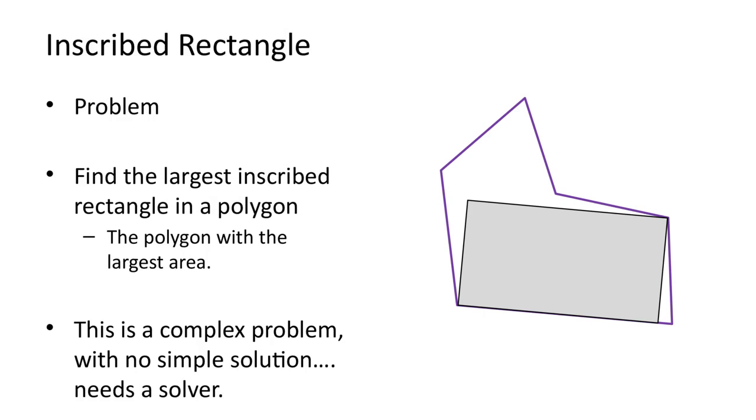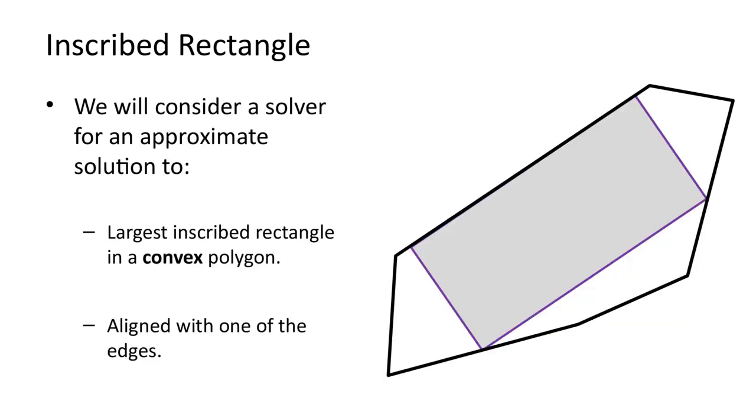For this example, the problem will be to find the largest inscribed rectangle inside a polygon. Although the problem might seem simple, it turns out to actually be very complex. As a result, we will use an iterative solver. For this example, we will focus on a slightly simpler version of the problem: finding the biggest inscribed polygon inside a convex polygon. In addition, we will only look for polygons that are aligned with one of the edges.